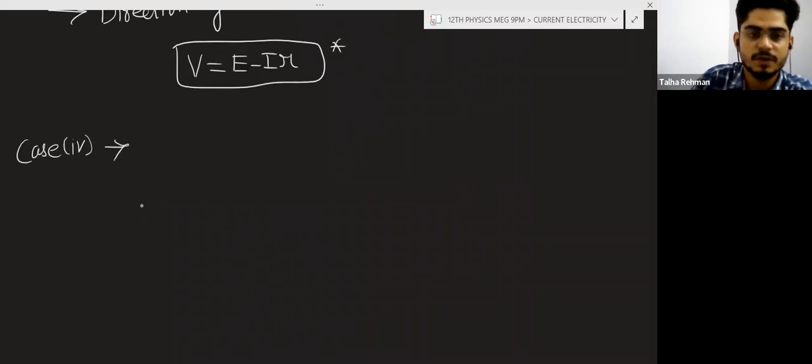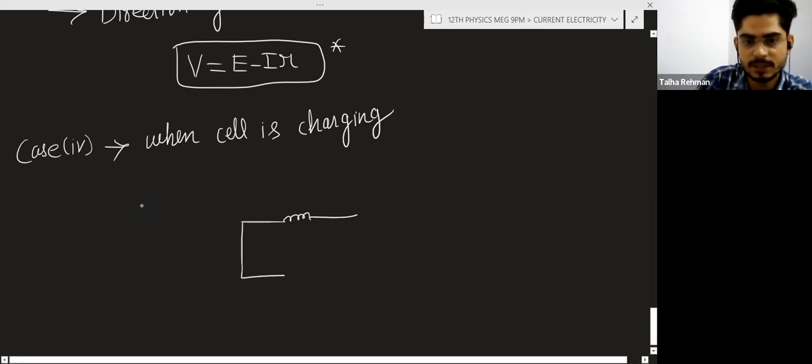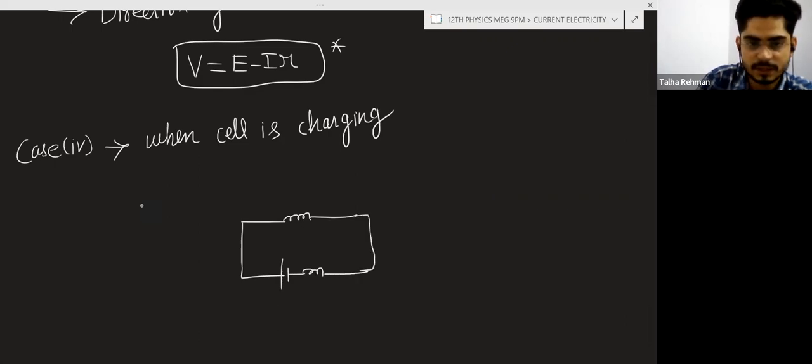Case four means when you will calculate the terminal potential difference when the cell is discharging. When the cell is not discharging, the cell is charging this time. Charging means what? You have a cell, means you have a resistance here, and this is connected. This is a cell having the internal resistance. This is the positive terminal of the cell, this is the negative terminal of the cell.